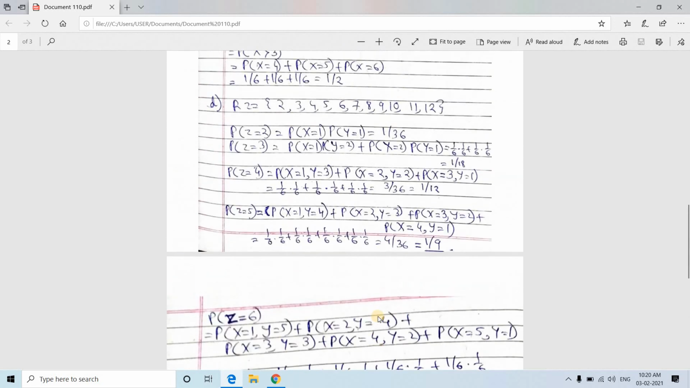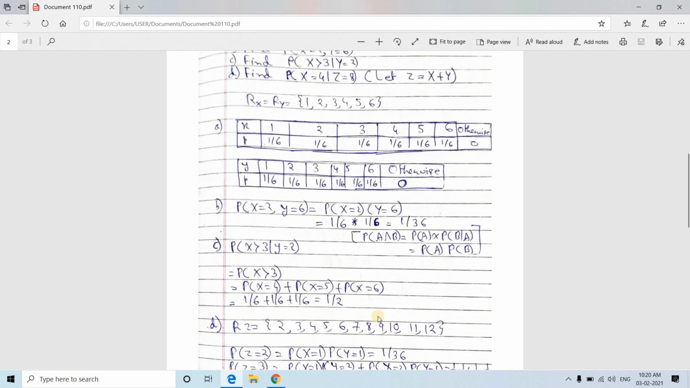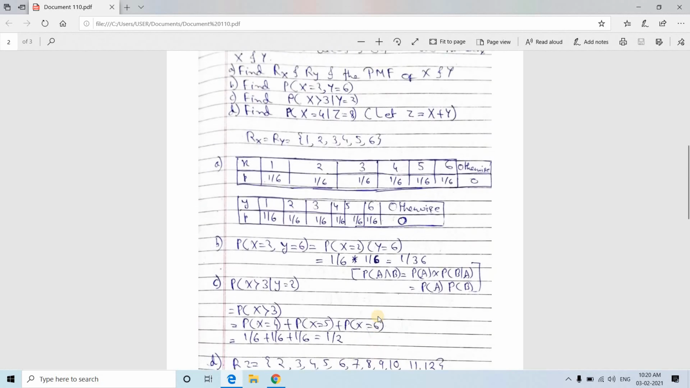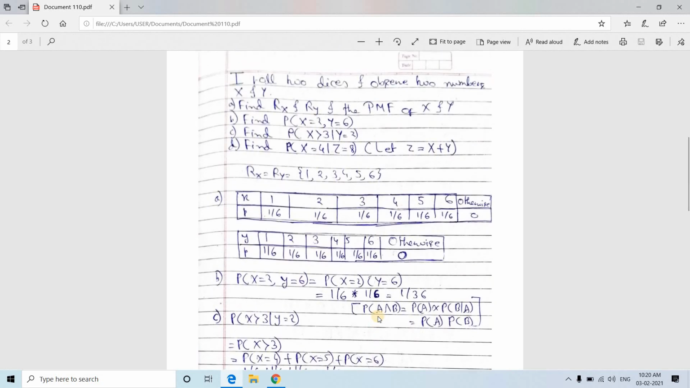So I hope you have understood this. This type of problem is very, very important to get the fundamentals clear, to have a strong concept and a good grasp of the fundamental discrete probability case. I hope you have understood this. This is all for this video. Thank you.